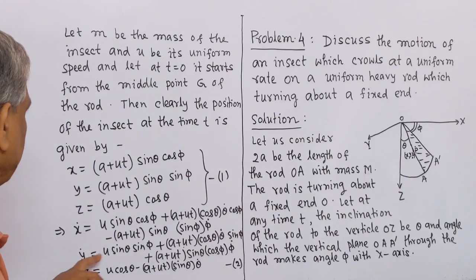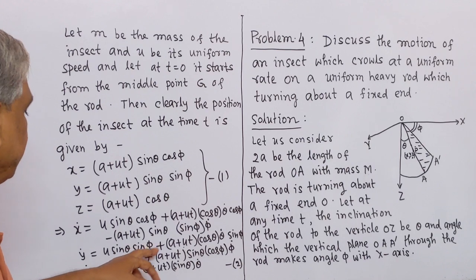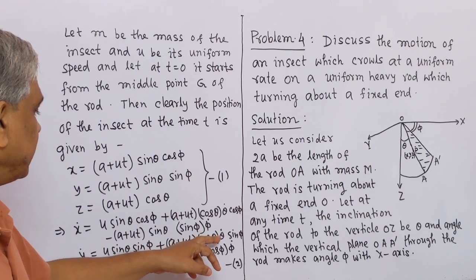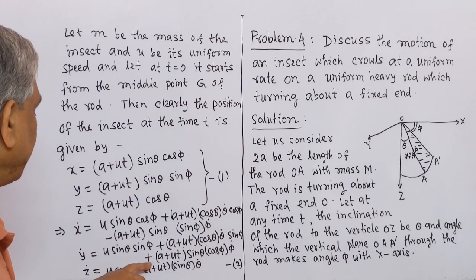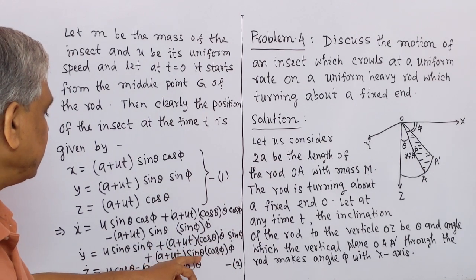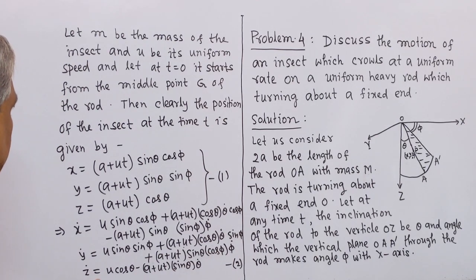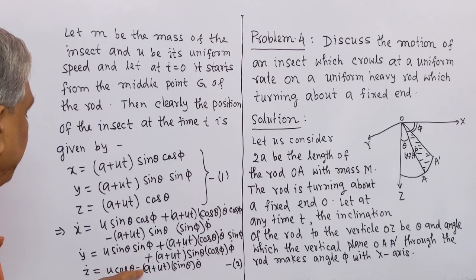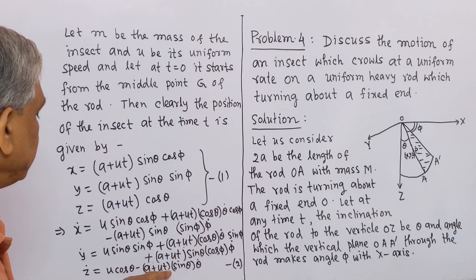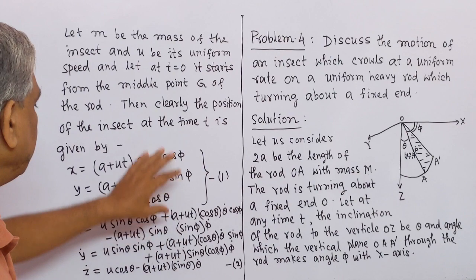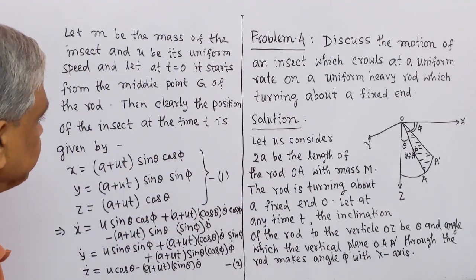Similarly, y dot equal to u sin theta sin phi plus (a plus ut) cos theta theta dot sin phi plus (a plus ut) sin theta cos phi phi dot, and z dot equal to u cos theta minus (a plus ut) sin theta theta dot. This is equation number 2 and this is equation number 1.